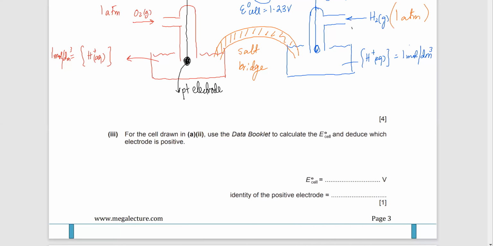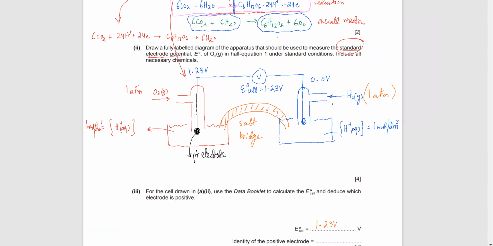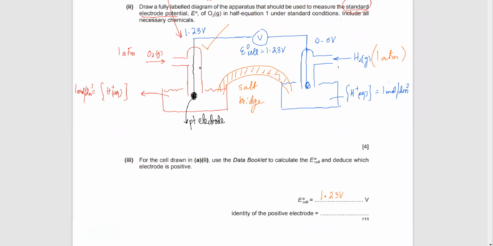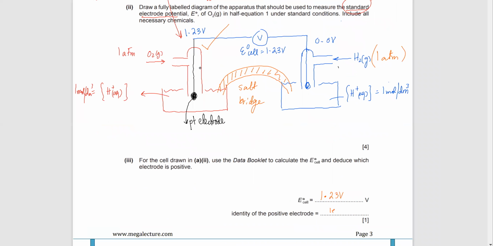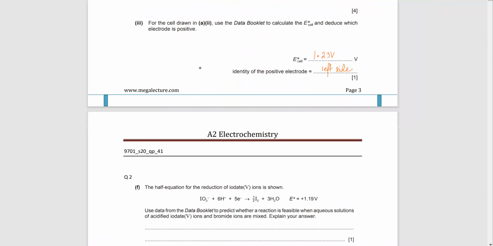Moving to the next part, which is for the cell drawn using the data, calculate the E0 cell and deduce which is the positive electrode. We've already done that. It's 1.23 volts. And which one is the positive electrode? The higher potential is the positive electrode. This side is 0 volts, according to the data booklet, and this side is 1.23 volts. So it's definitely this side, the left side electrode is your positive electrode.